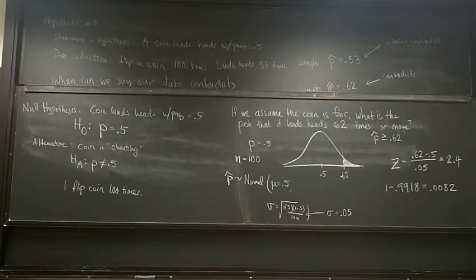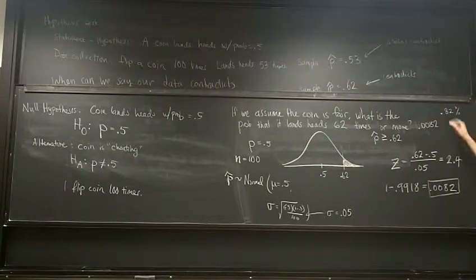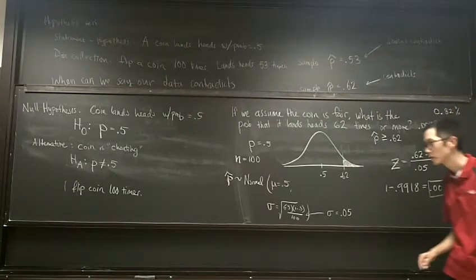Alright, so this is our answer. If we assume that the coin is fair, what's the probability that it lands heads 62 times or more? 0.0082. Okay, so less than 1%. 0.82 of 1%. Not even 1%.